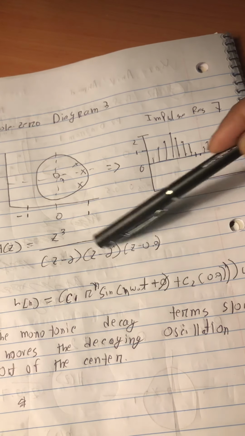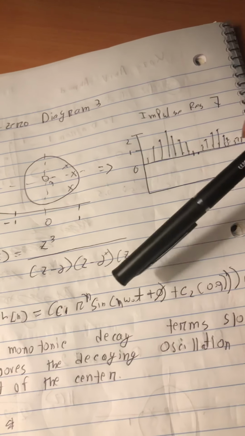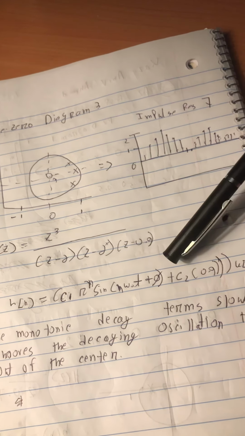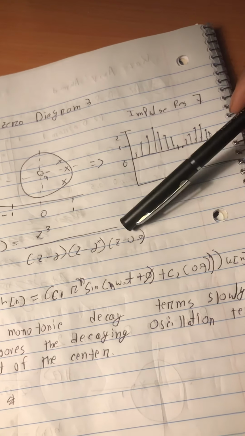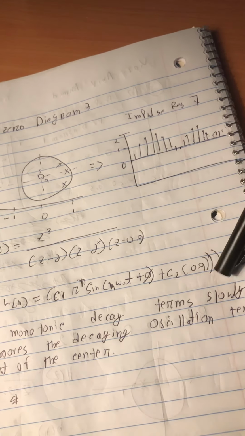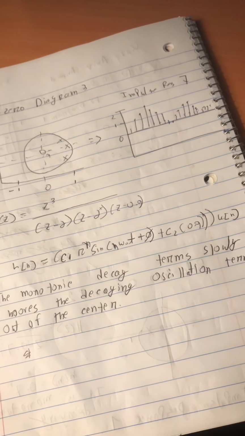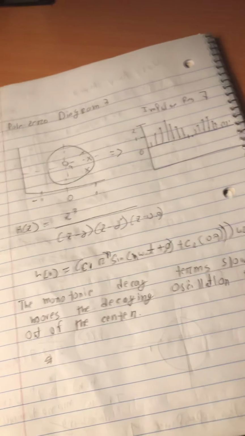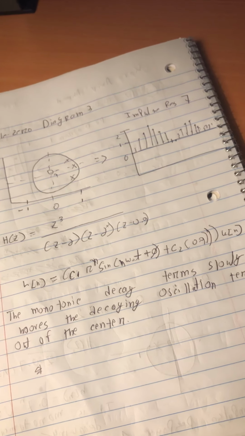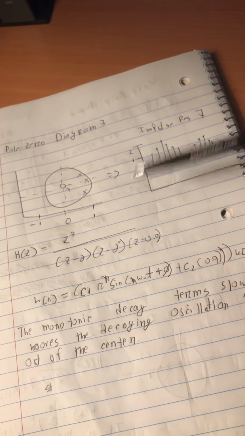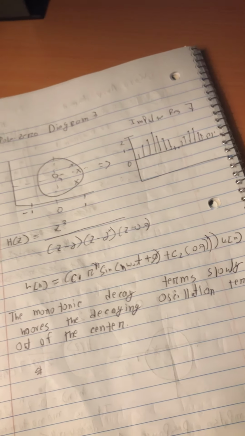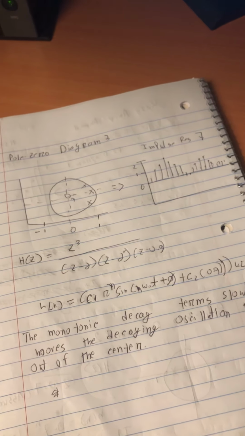Now the first two terms, since one is on the top and one is on the bottom, these two terms will become C1 r^n sin(n omega t plus phi). And the second term is C2 times 0.9^n, and the whole thing will be multiplied with u of n. Now this is going to be monotonic decay, but it's going to slowly move away from the center, decaying, but repeating slowly as it decays. So we can say for sure it's going to be impulse response 7.